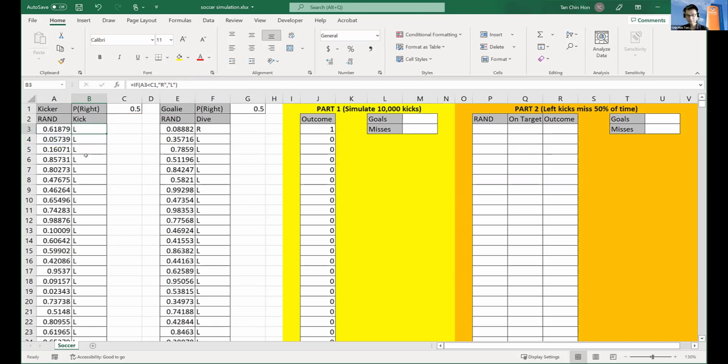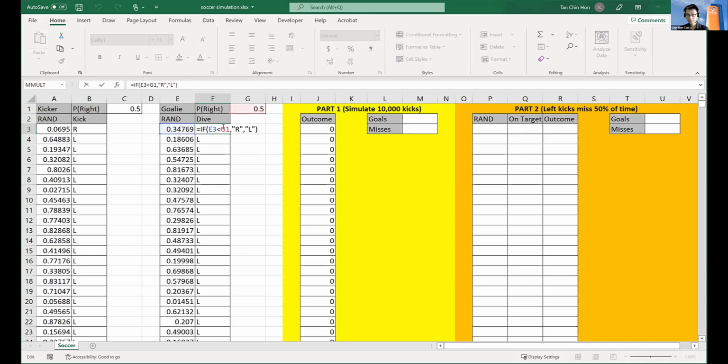So very quickly, my apologies. Let me amend the formula over here. In front of the C1, in front of the 1 over here, I want to actually go ahead and put a $ sign. Okay, and then same thing as well. In front of the G1 over here, I want to go ahead and put a $ sign over there.